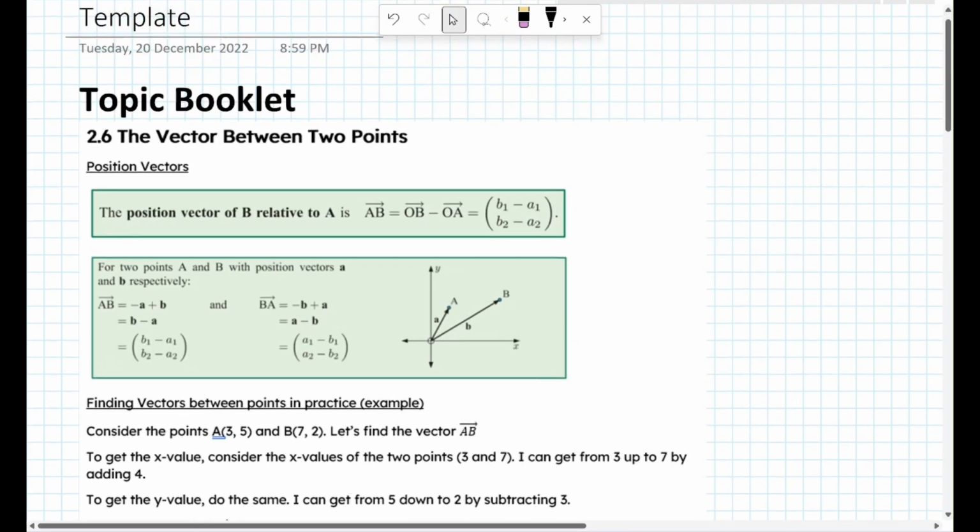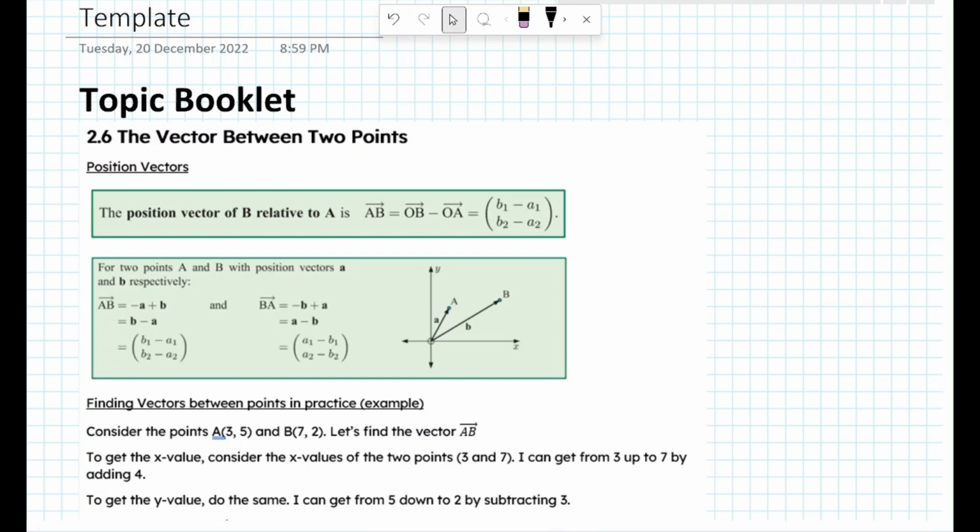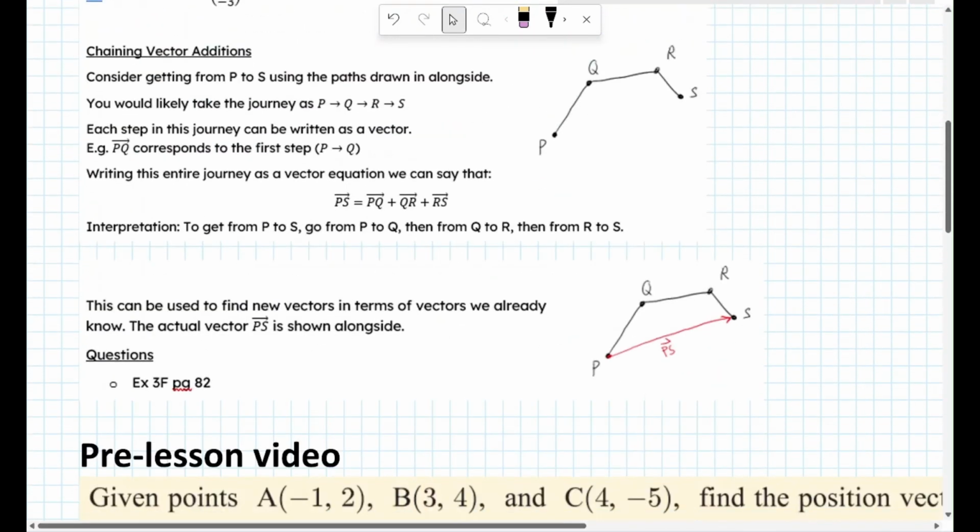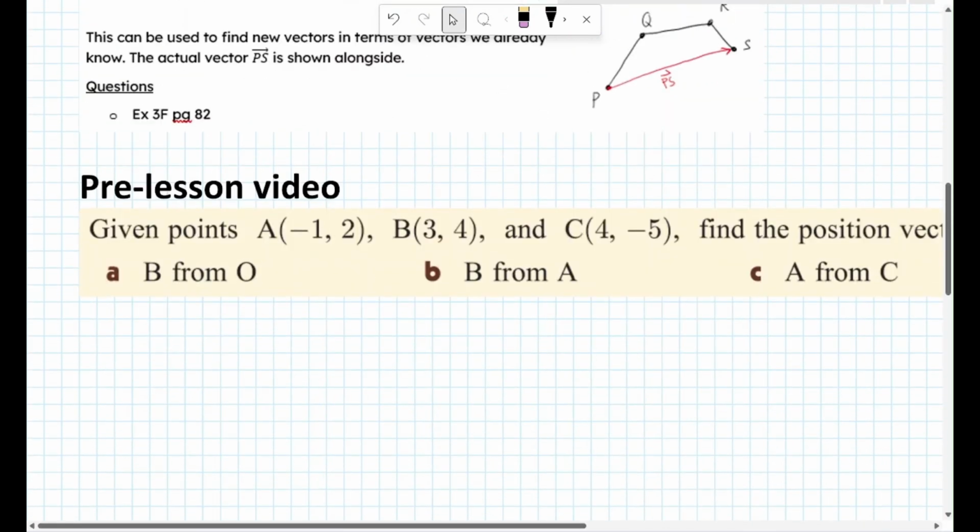Alrighty, in this video we're looking at the vector between 2 points, and basically you'll be given the coordinates of 2 points like A and B, and you'll have to find the vector between them. So let's do a couple of examples. We've got these 3 points here, and we want to find the vector OB. It's really important to note that O is the point (0, 0), because that's the origin.